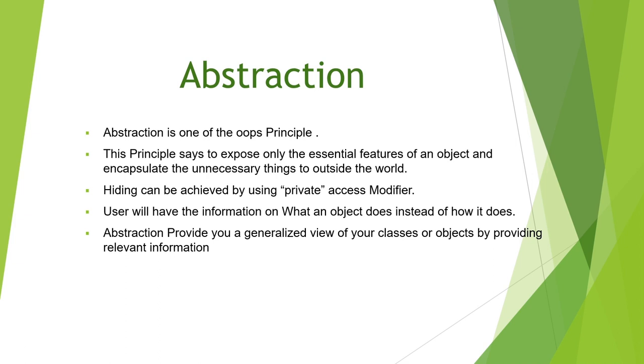Okay? So the user will have the information on what an object does instead of how it does it. Abstraction provides you a generalized view of your class or object by providing information which is relevant to the user or to the client. Only that information will be provided. Now you must be thinking that it sounds very similar to encapsulation. Yes, they are very similar, they are very related, but the concept is totally different.